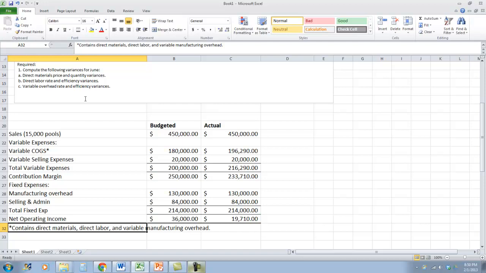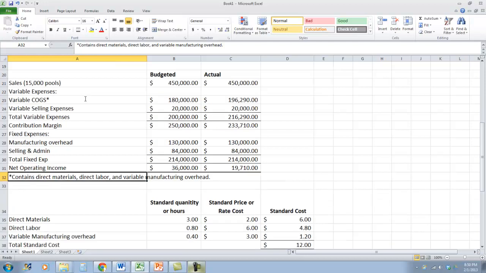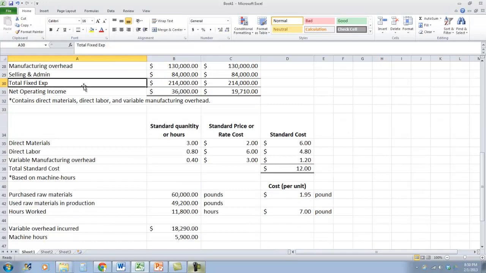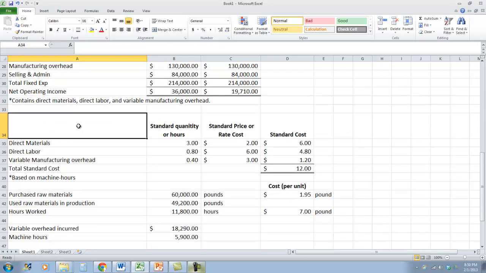Is it a problem in the purchasing office? We're not buying at the right price? Is it a problem in efficiency? Is it a problem with machining? Is it a problem with a labor rate? So we need to figure out where our variances are. So this was the standard income statement given in the problem. This was the standard pricing material.